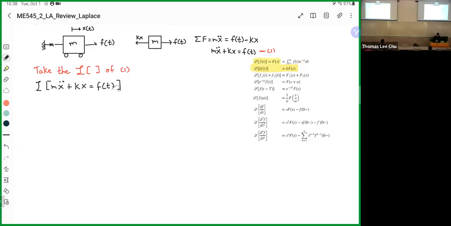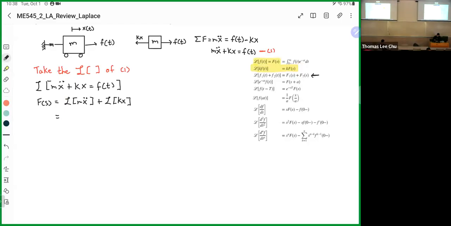So I'm going to do the right-hand side first. So we're going to do f of s is equal to the Laplace transform of mx double dot plus the Laplace transform of kx. And note that I can split them up because it's linear.